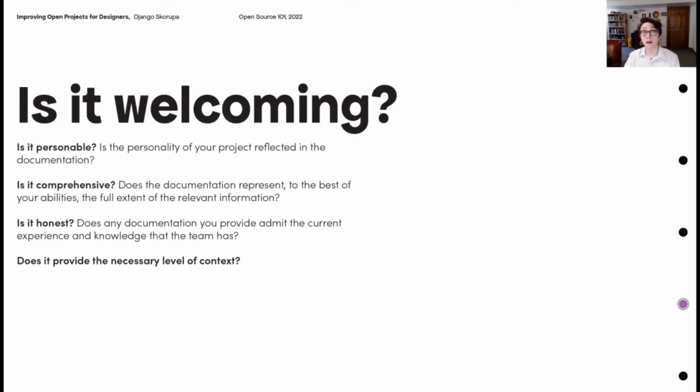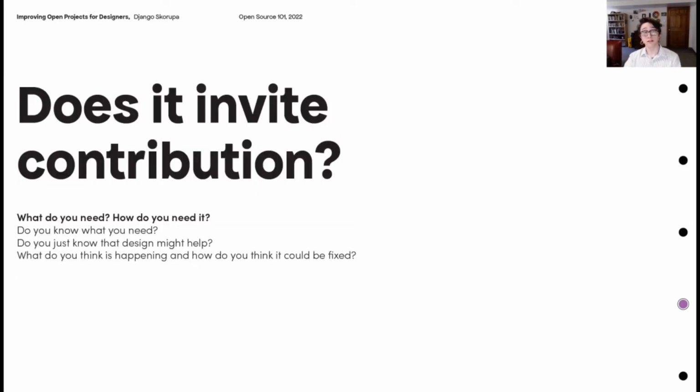So ask yourself when you're writing documentation, is it welcoming? And does it invite contribution? After all of that, you've made your documentation very personable to the personality of your project. You've made it comprehensive. You've made it honest, right? And does that invite contribution? If your project says, hey, we know nothing about any of this stuff, but we would like someone to come in and spoon feed us all of this information, I mean, you might get someone who's really, really devoted in teaching. But you might be hard-pressed to find contributors.